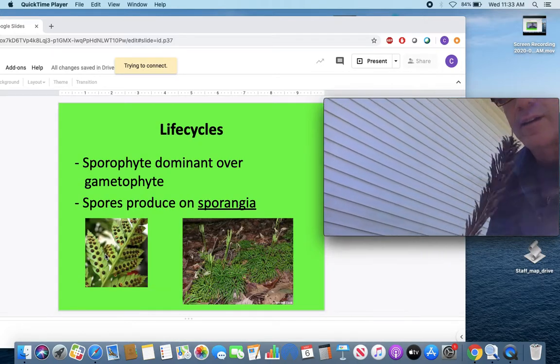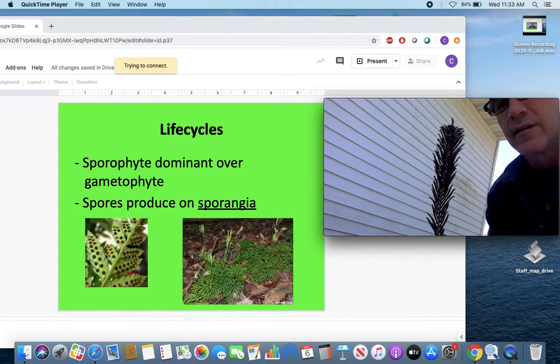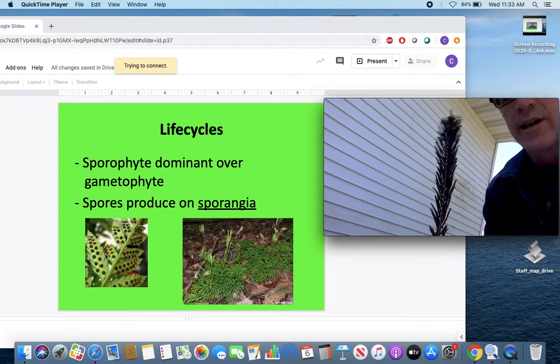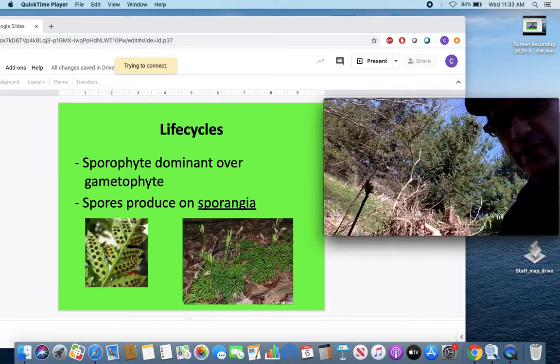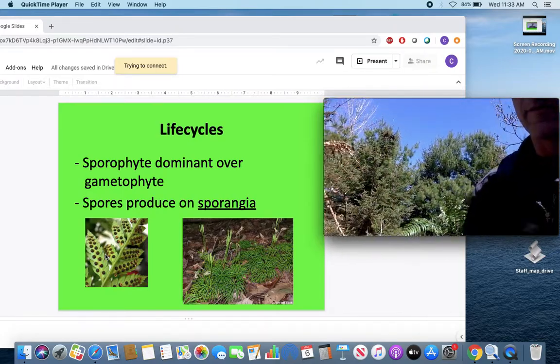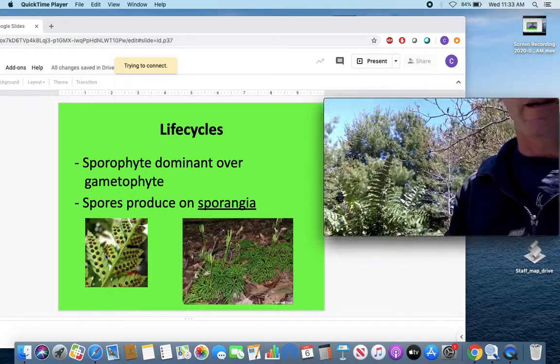The type of fern I have here today actually puts them on something that looks like this. You may have seen these in the woods before. It almost looks like a bird's feather. This is a sporangia from last year, okay? These are, by the way, the fronds from last year of this fern. The one I showed you here is actually from the inside of my house.